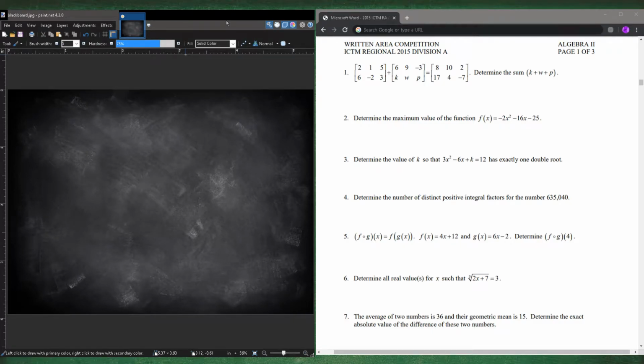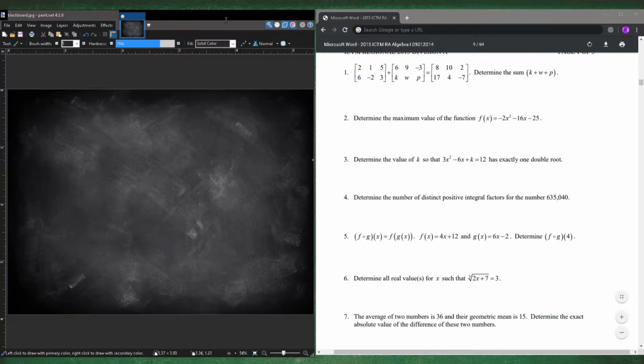Today I'll be covering the ICTM Regional 2015 Division A Algebra 2. Okay, number one. To add matrices, all you have to do is basically add everything on one side, which is equal to everything on the other side.